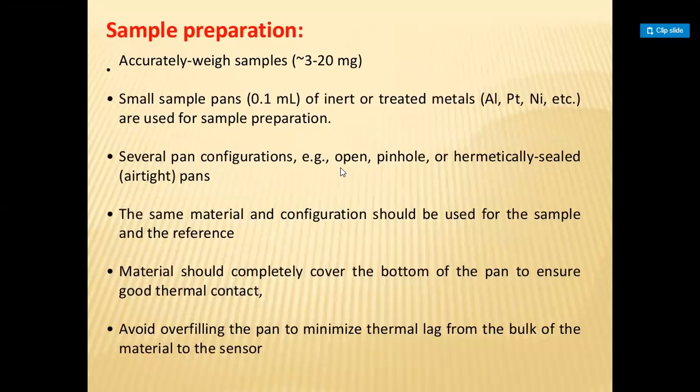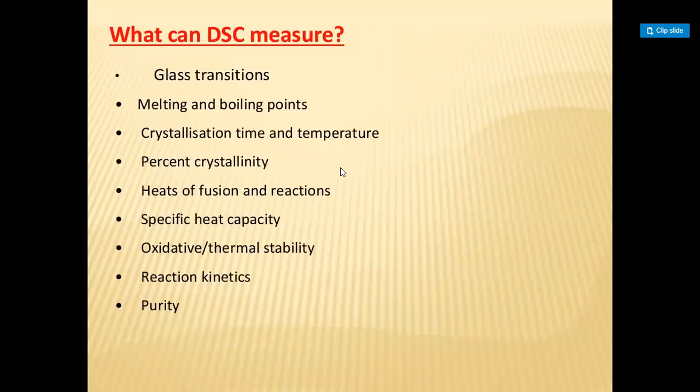So how can we prepare our sample? An accurately weighed sample, approximately 3 to 20 mg, in small sample pans. Inert or treated metals are used for sample preparation. There are several pan configurations, for example open, pinhole, or hermetically sealed pans. The same material and configuration should be used for the sample and the reference. Material should completely cover the bottom of the pan to ensure good thermal contact. Avoid overfilling the pan to minimize thermal lag from the bulk of the material to the sensor.